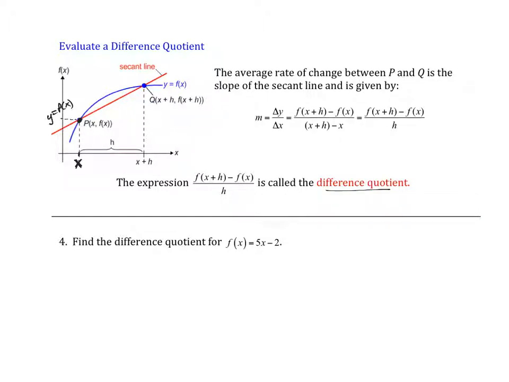Then if we go over a certain amount, let's say h, some distance, this new point is x plus h. When we go up, where does that hit on the line? That new y value is the output when we put in x plus h.